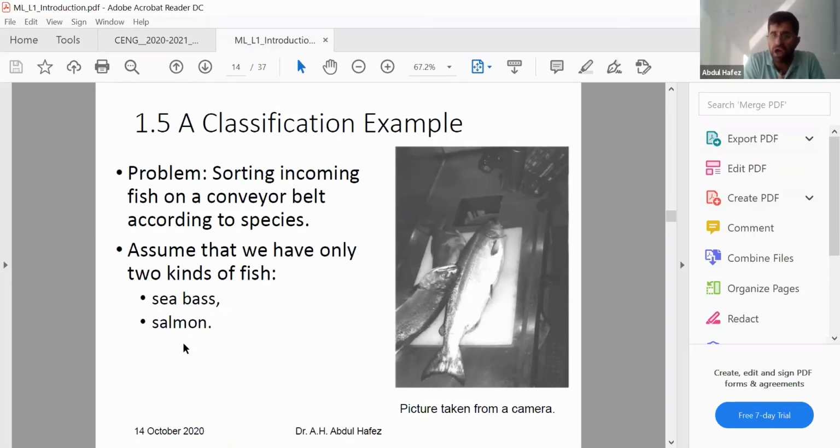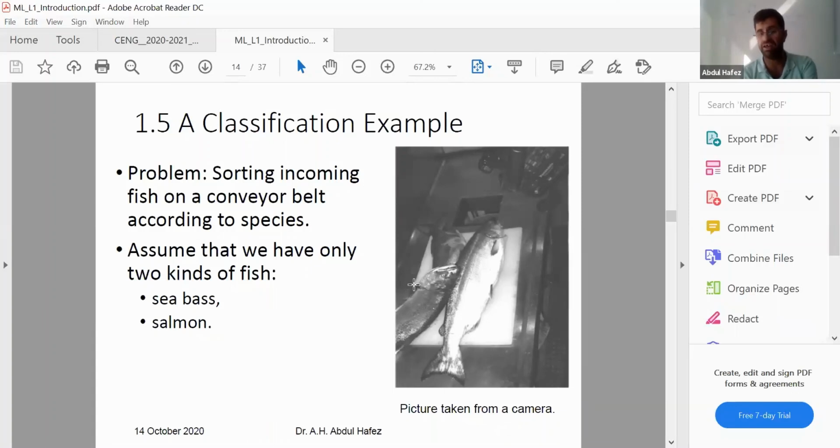I personally have no idea about fish. I cannot decide. But I have one friend who works somewhere on the coast, say in Mersin, and he has good knowledge about fish. He will tell me, Hafiz, look, salmon is a short fish with light color. Sea bass is a long fish with dark color. Oh, nice. So I can easily say this is salmon and this is sea bass. It is easy to recognize.